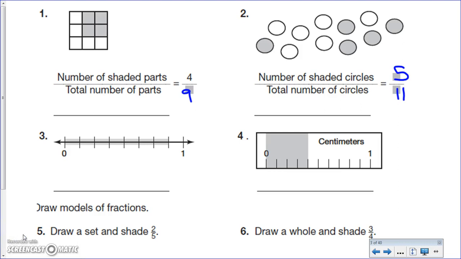For number 3, we have a number line, so we need to figure out how many sections the number line is divided into between 0 and 1. And as we count, we can see there are 8 sections, 7 of which are shaded. So our fraction is 7/8.